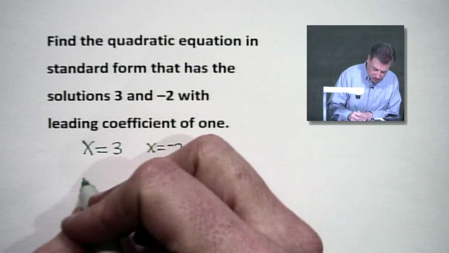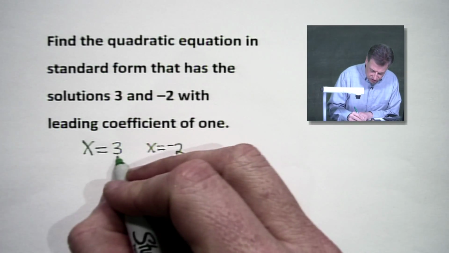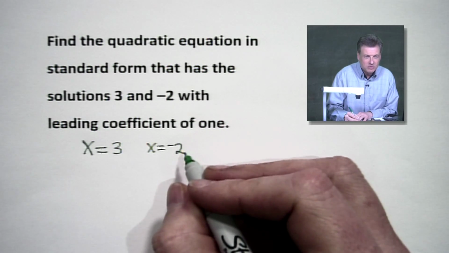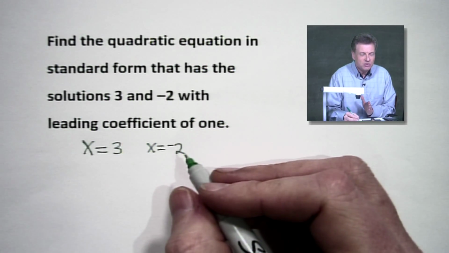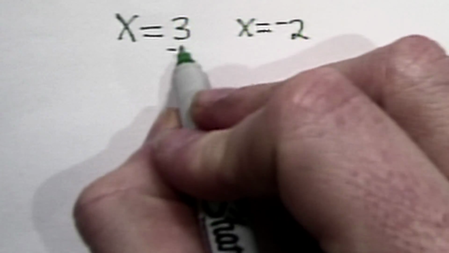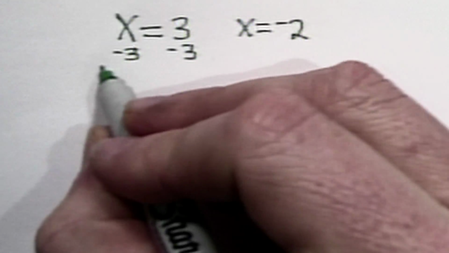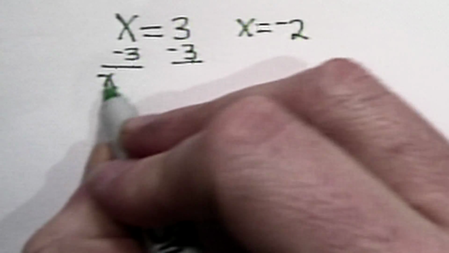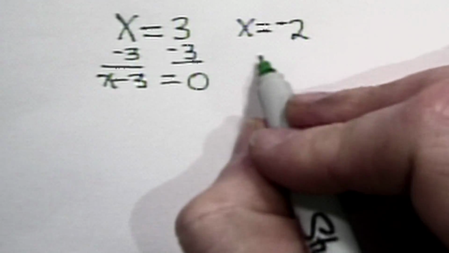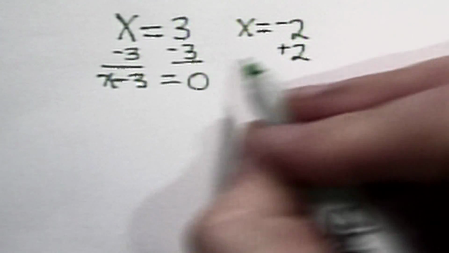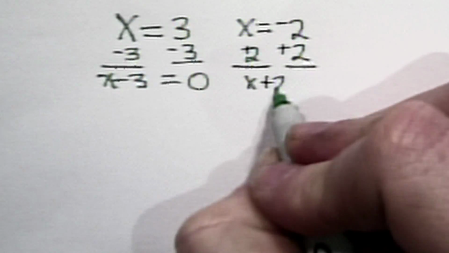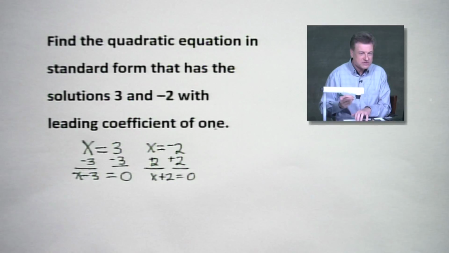So here's how we're going to go after this. We're going to make this become something equal to 0, because remember what we said, our y is going to eventually become equal to 0, so we've got to get two factors. We're going to work it backwards here. We're going to subtract 3 from both sides. That's going to leave me with x minus 3 equaling 0. That starts us off, okay? On this side, we're going to add 2 to both sides, and now we're going to have x plus 2 equals 0.